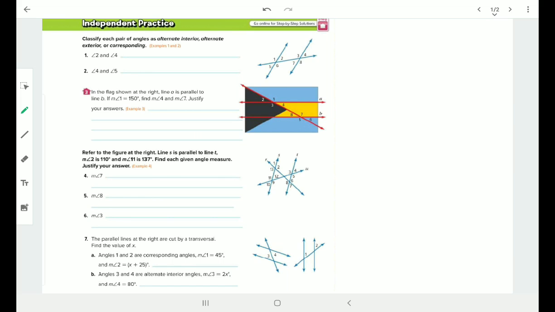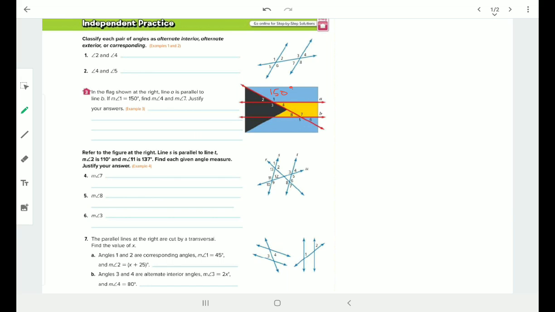For number 3, we have this figure shown at the right. Line A is parallel to line B, and we have this transversal that goes through it. Now, if the measure of angle 1 is 150 degrees, so this measure here is 150, find the measure of angle 4 and the measure of angle 7. And we need to justify it, okay? We can't just give the answer and say, yep, that's it. We have to give a reason based on the vocab that we know.